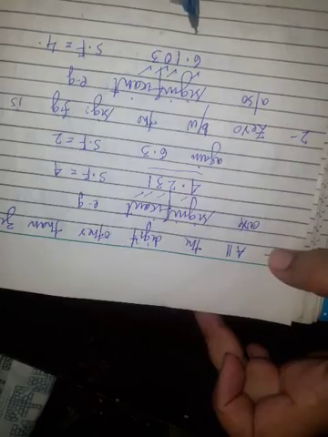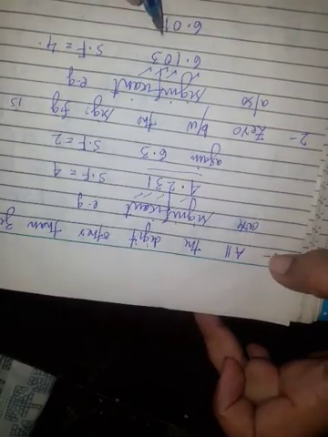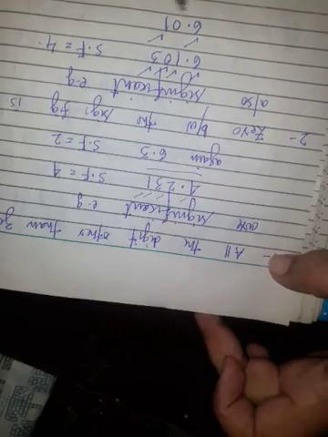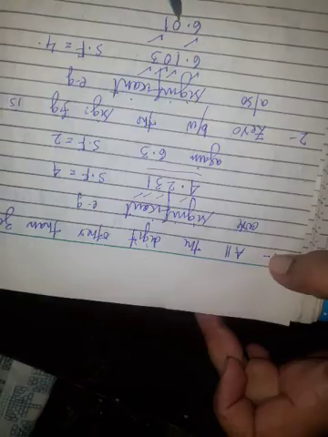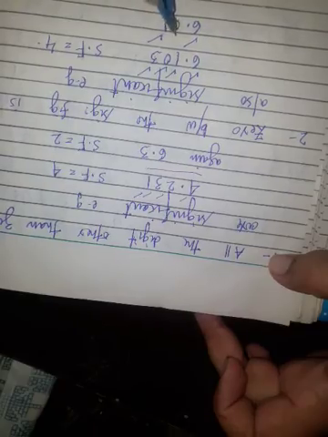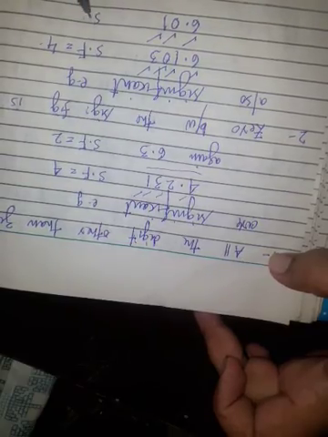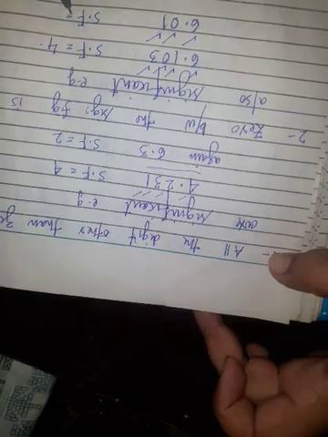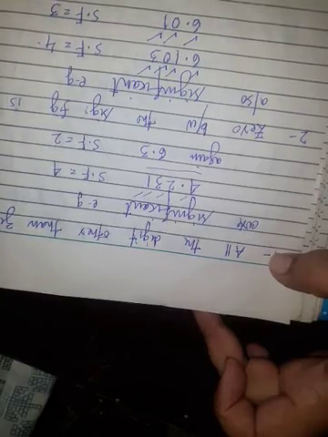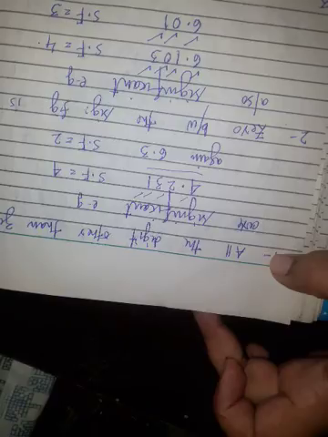In another example, 6.01. Apply rule number 1. 1 and 6 are significant. From rule number 2, 0 is sandwiched between two significant figures, so it's also a significant figure. The significant figures become 3 in this case. Rule number 3.